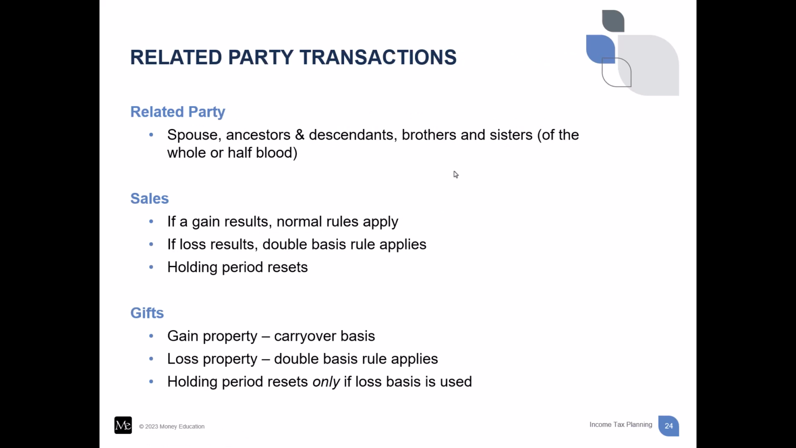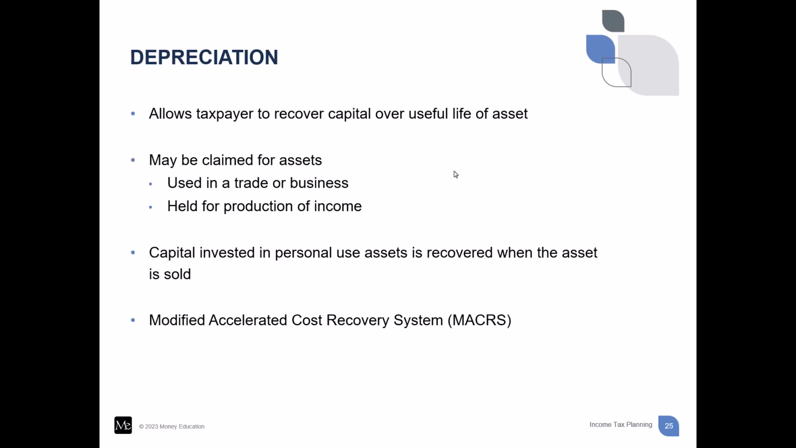Now, related party transactions. Ancestors, spouses, descendants, and brothers and sisters of the whole or half blood are related. If a gain results, then you have to apply normal tax rules. But you can't create a loss, because the double basis rule applies if you sell something to a related party, and the holding period resets. A gain property has carryover basis. A loss property has double basis rules. And the holding period only resets if it's a loss, not a gain.